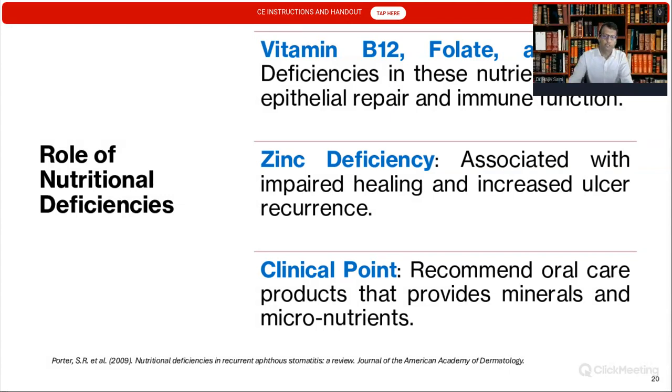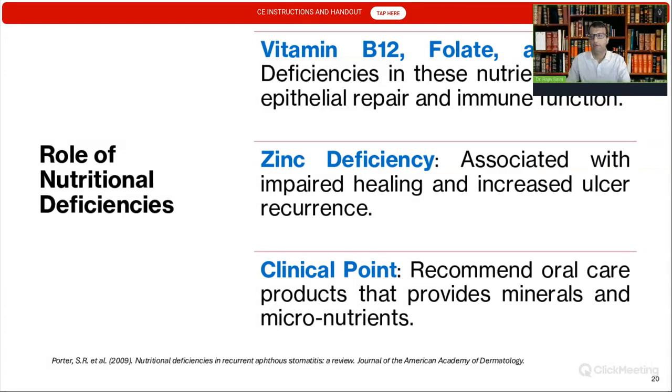Now, the role of nutritional deficiencies. Nutrition also plays a very big role in how the aphthous ulcer is going to heal, and how much occurrence and recurrence will happen, especially vitamin B12 and iron deficiencies. These two nutrients play a very big role in aphthous ulcers. Studies state that iron deficiency is more common than vitamin B12 and folic acid deficiency in patients with recurrent aphthous stomatitis.